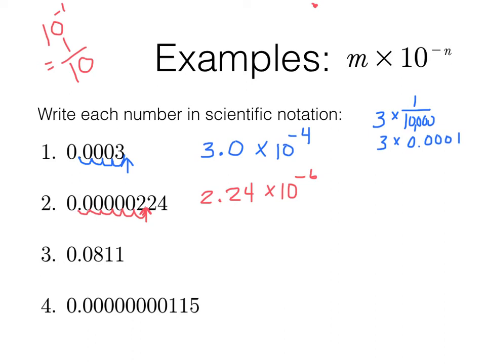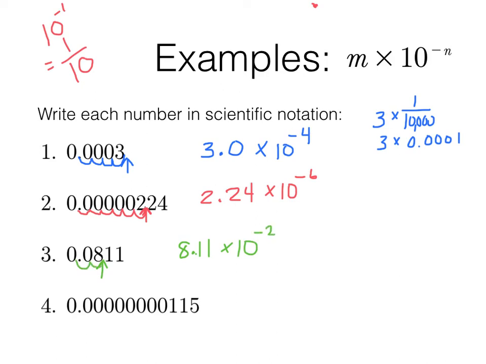I want you to pause it. I want you to try the last 2 without me. Let's see how we do, because I'm going to keep powering through and do the math. Decimal point goes after the 8. 8.11 times 10 to the 1, 2, negative 2.